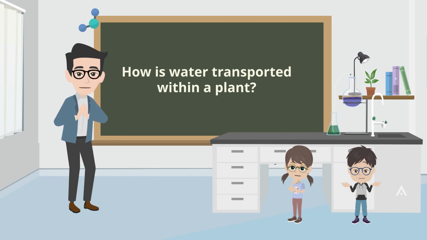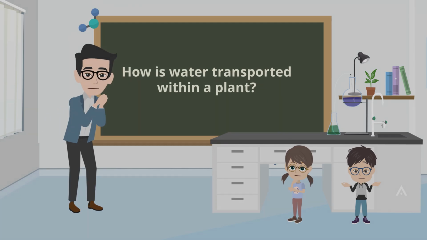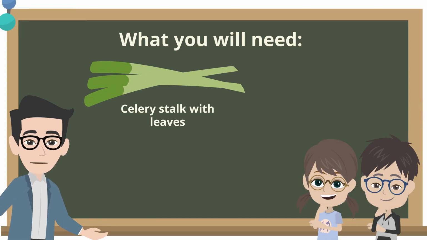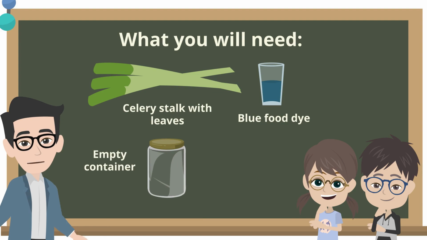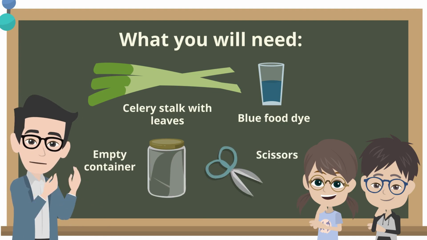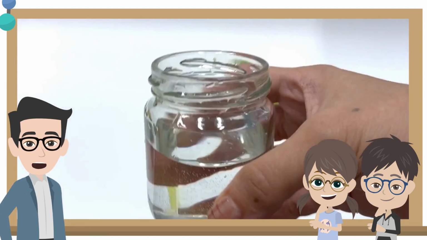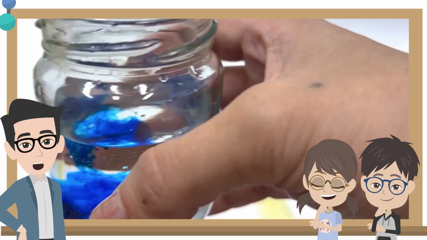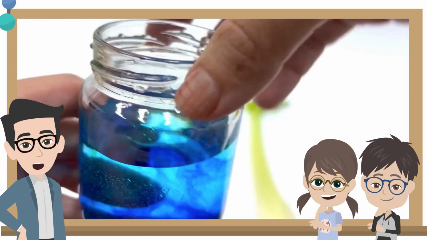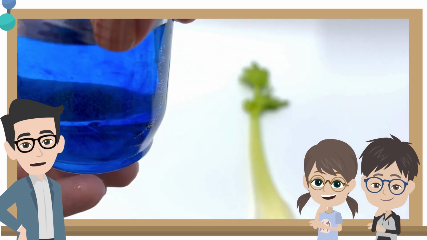Well, let's find out. For this experiment, you will need a celery stalk with leaves, blue food dye, an empty container, and a pair of scissors. To set up, fill up half of the container with water and add a few drops of the blue food dye into the container. Swirl the container to mix the water and food dye together.